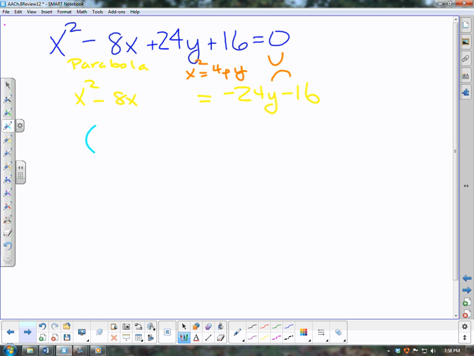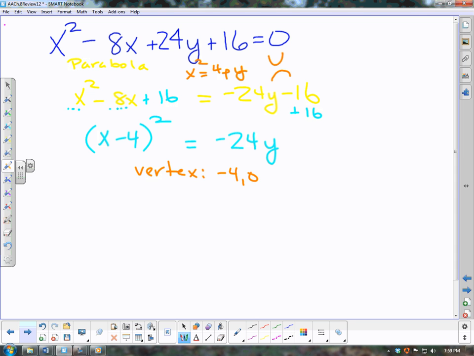So now completing the square, it's going to be x minus 4, because that's half of 8. Did not have to do anything out here first because it's already by itself. And so what you have to add in here is 16 in order for you to complete the square. And so then we have to add 16 to this side as well. And so then that's going to equal a negative 24y. And so now our vertex is at a negative 4, 0. And 4p equals a negative 24, so p is equal to a negative 6.